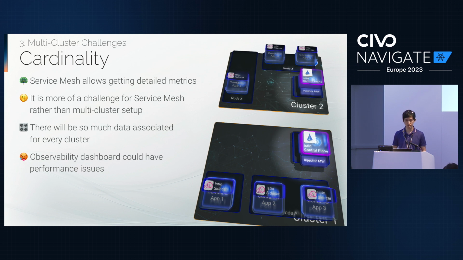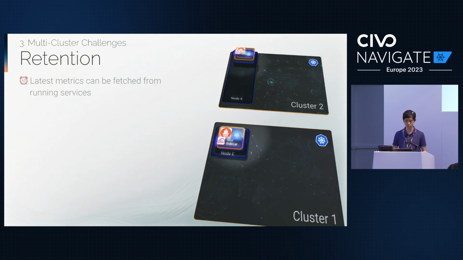And cardinality. Cardinality is not a problem for service mesh or multi-cluster per se. It's more about observability as a whole with metrics. But if you have multiple clusters, it means that we have more metrics that we need to digest. So cardinality could be a challenge, and it's definitely worth looking into what we can do, what we need to deduplicate, and what we need to handle in terms of retention, because we don't want to retain everything. That kind of goes into the next point about retention.